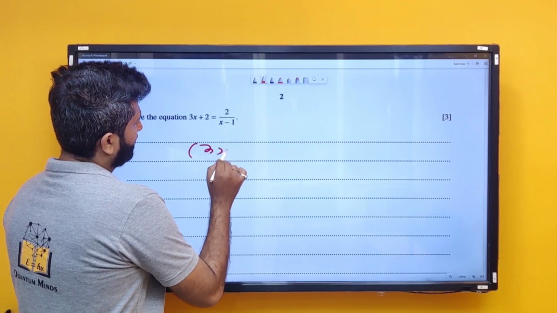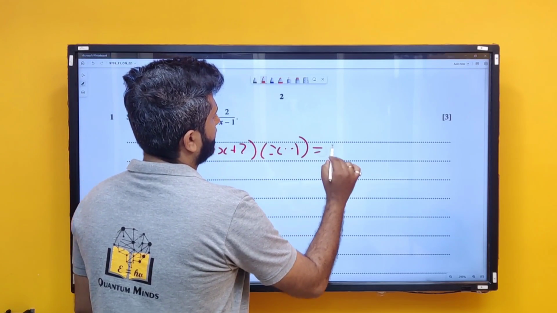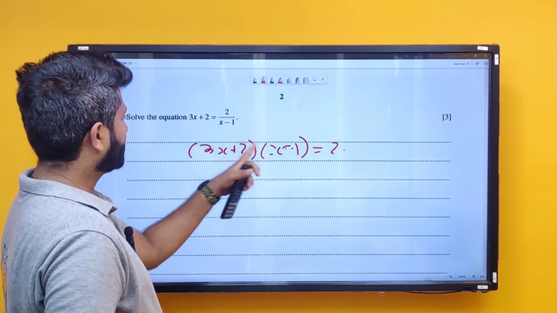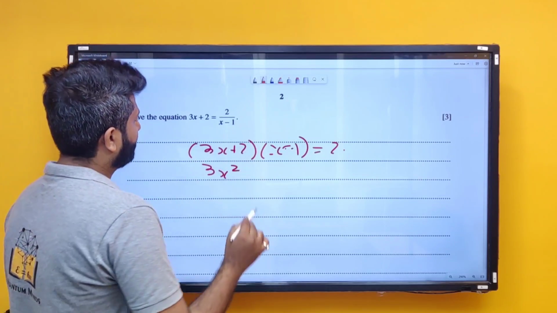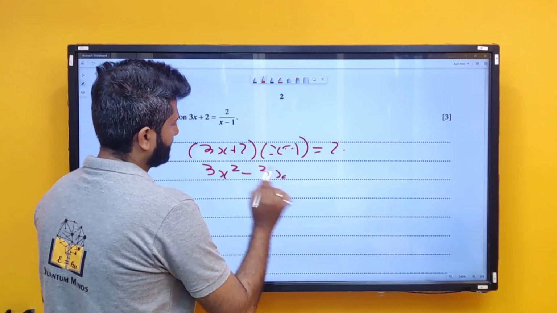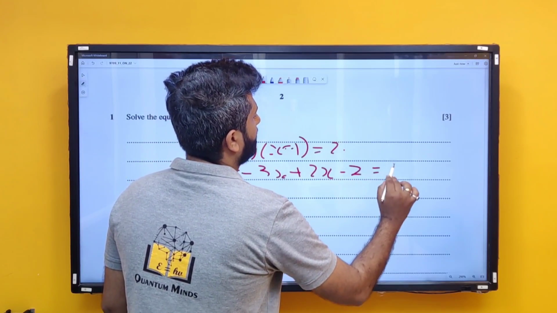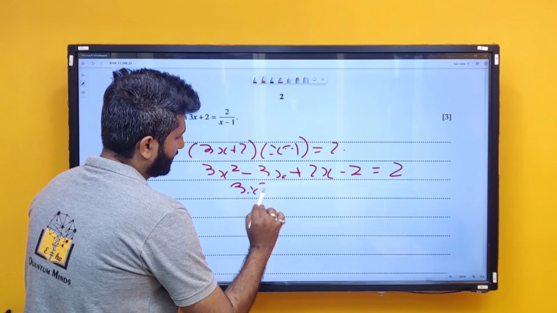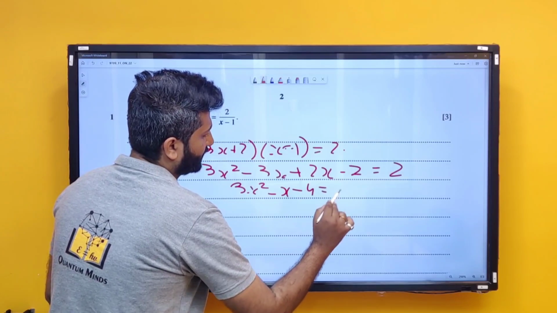So we have (3x + 2)(x - 1) = 2. So let me expand this. 3x into x is 3x squared. Then we have minus 3x plus 2x minus 2 equals 2. So this is 3x squared minus x minus 4 equals 0.